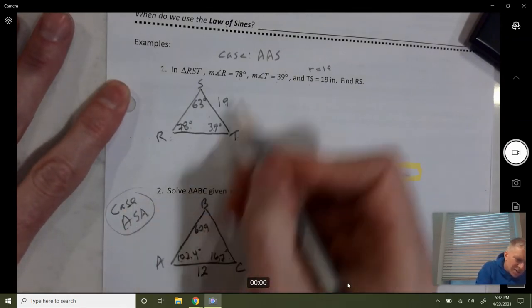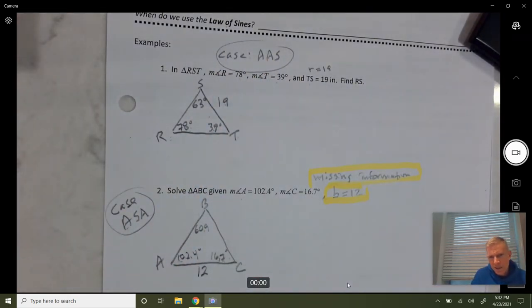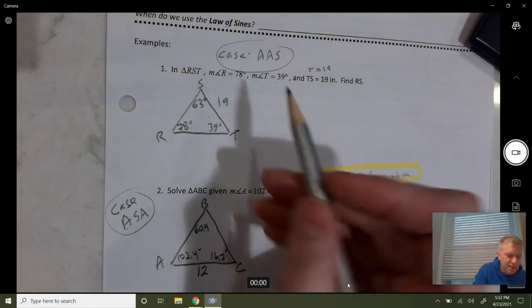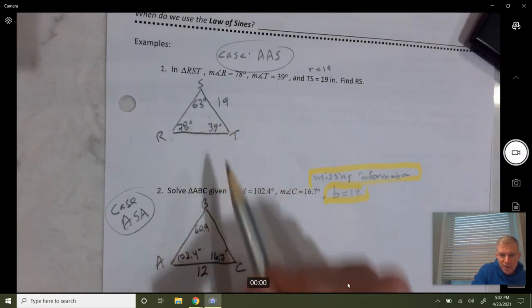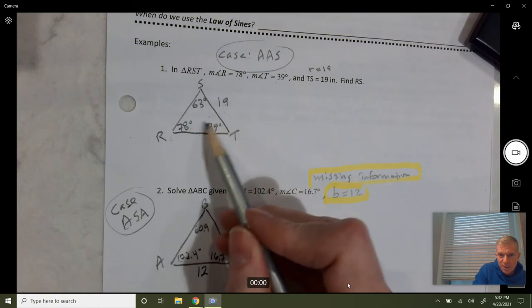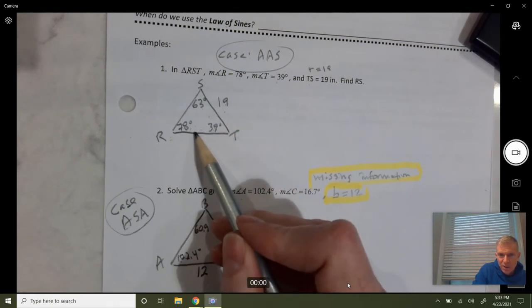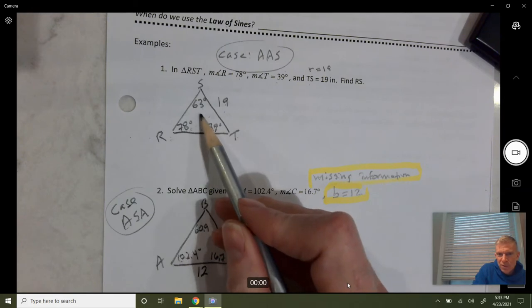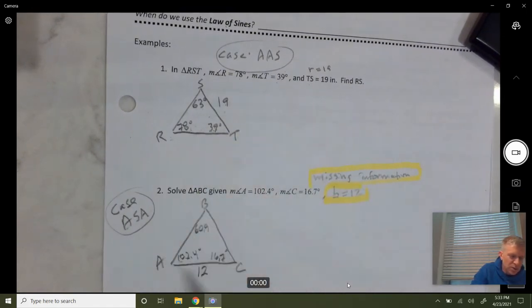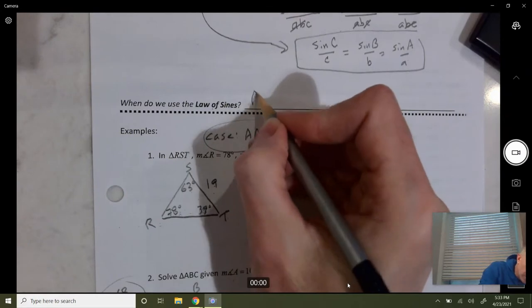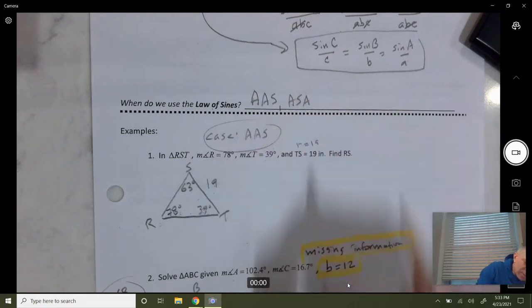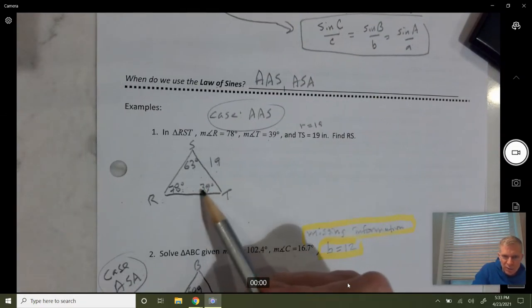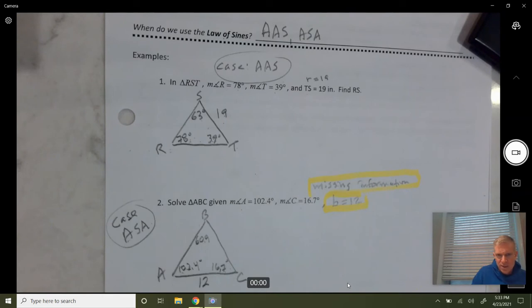I would argue that these two cases, for our purposes, are the same, so we're going to treat them the same. Any time you have two angles of a triangle, you really have all three, whether you had the side in between the two angles or not. Once you have two angles, the third angle is fixed. So we're going to use law of sines for both cases, angle, angle, side and angle, side, angle, because in either case you really have three angles and one side.